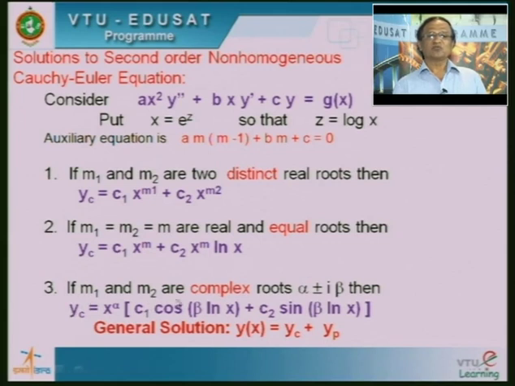So, if m1 and m2 are complex roots, say for example, if the roots of the auxiliary equation are in this form, alpha plus or minus i beta, where alpha and beta may be some constants, in that case the complementary function becomes x to the power alpha, c1 into cos of beta into log x plus c2 into sin of beta into log x. Okay. So, from the auxiliary equation, we will find out the roots of the equation. Depending upon the roots, we are able to write down a complementary function.